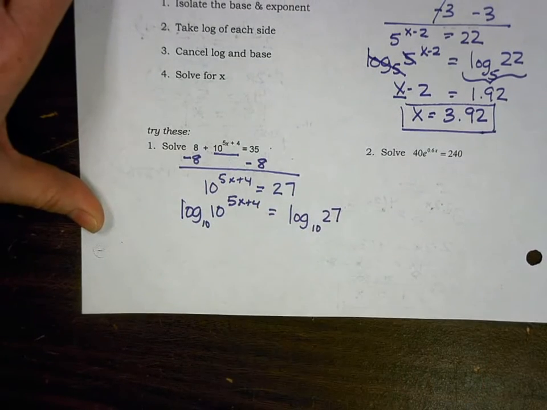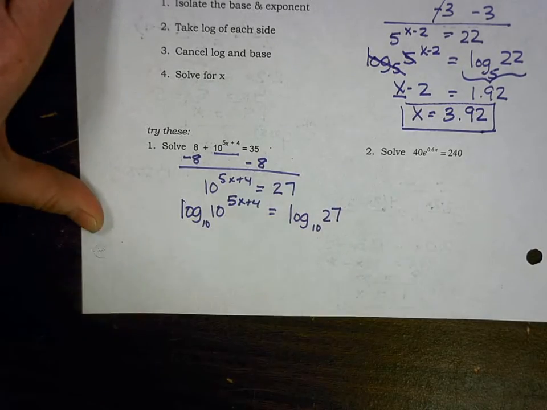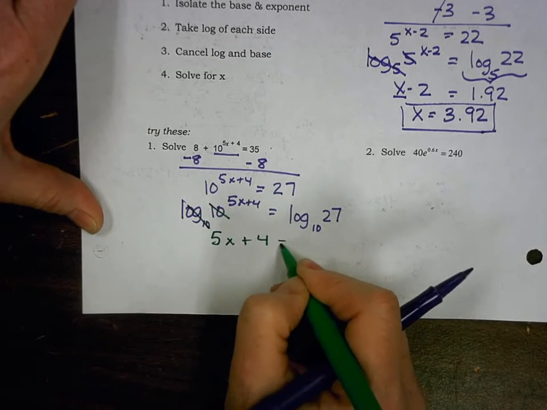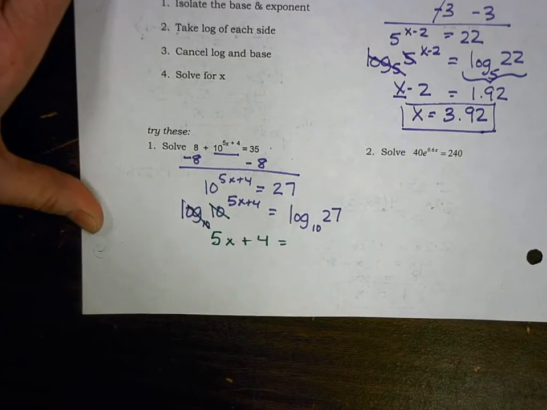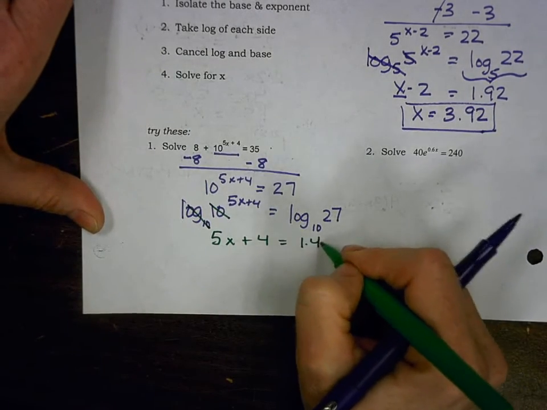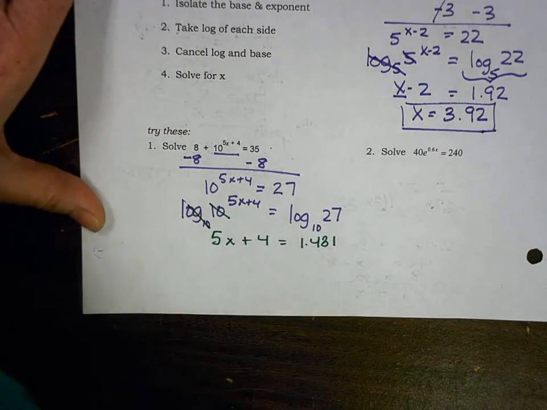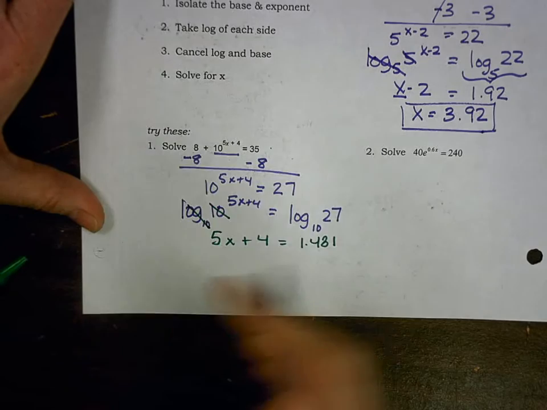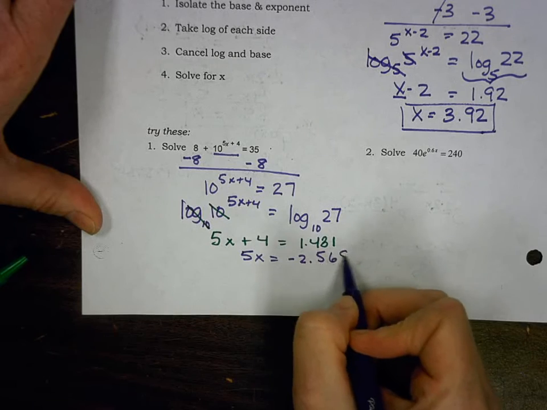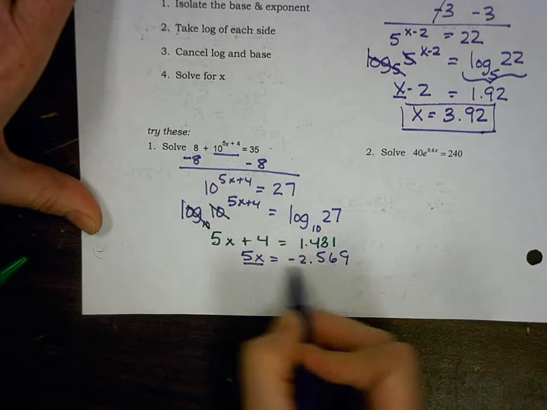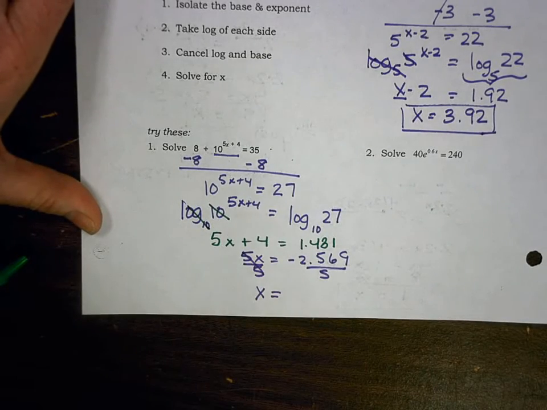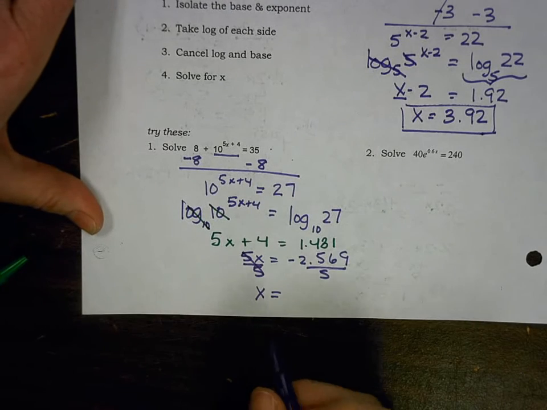I recognize that as the common log, but I just wanted to see why this was canceling. So these cancel, leaving me 5x plus 4 equals the log of 27. So I do that on my calculator, the log of 27, and that is equal to 1.431. I'm still not done. I have to subtract 4 from that to get 5x equals negative 2.569, and I divide both sides by 5. And I finally get x equals negative 0.514.